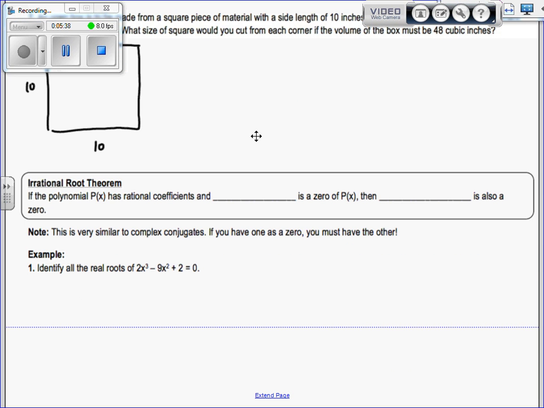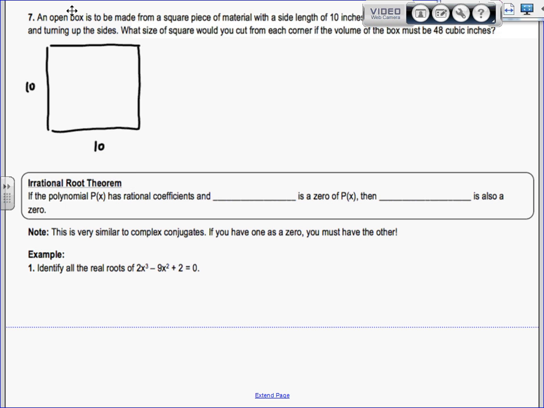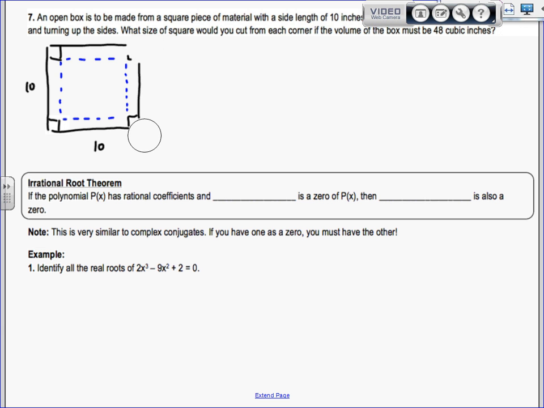All right, so we folded up those little flappy things. We cut out these little squares, and then we fold up the flaps right here at the fold line. Right, and then when we fold up those little flaps, it really looks like this now. We cut out the corners, we get an open top box, okay?